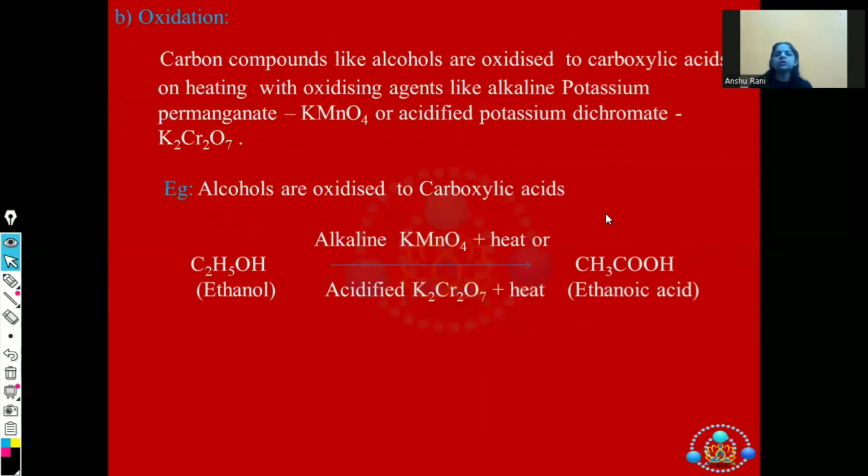Second type is oxidation reaction. Oxidation is addition of oxygen or removal of hydrogen. We will write this reaction. We have C2H5OH. Write it in this way.